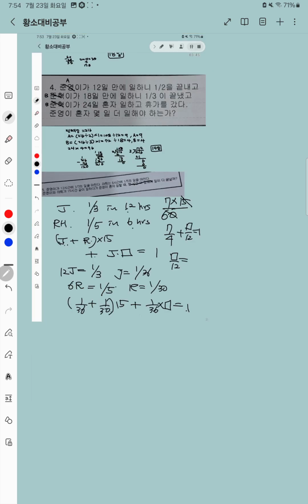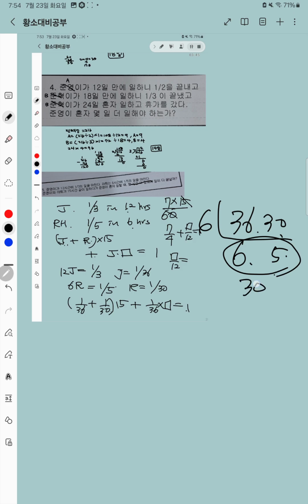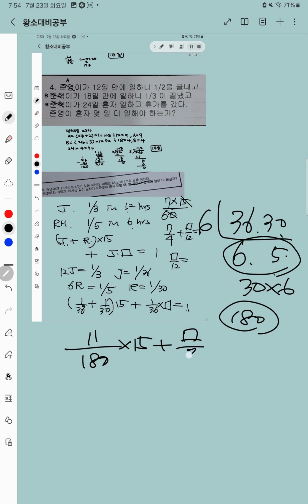Okay, let's do it. 36, 30. The greatest common divisor is 6. 6, 5, right? 30 times 6 is 180. So 180 and 11 times 15, the scale divided by 36 goes to 0, 1. 15 cancels, 1, 13.